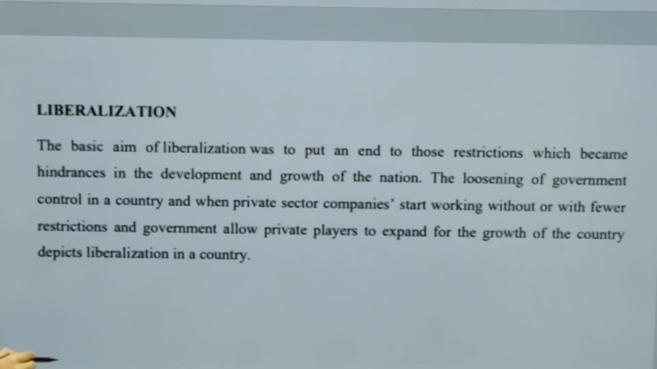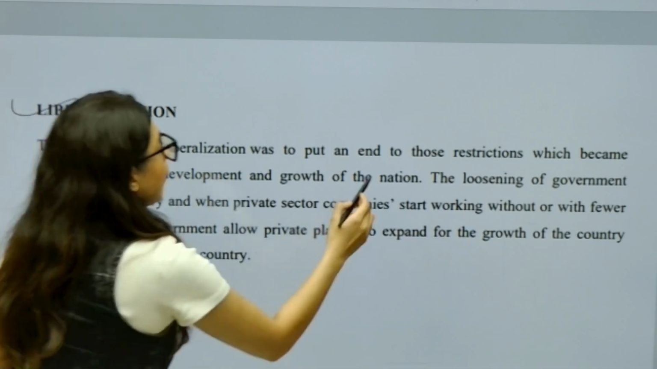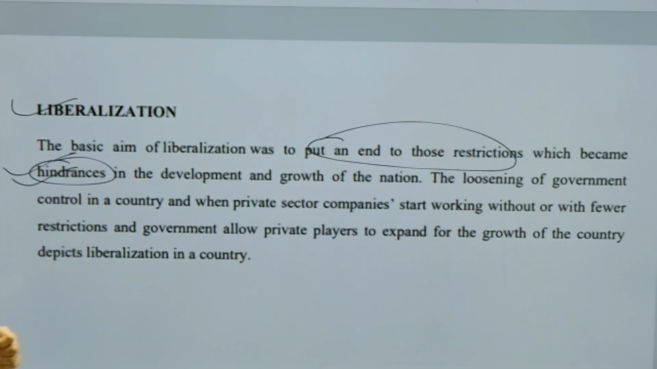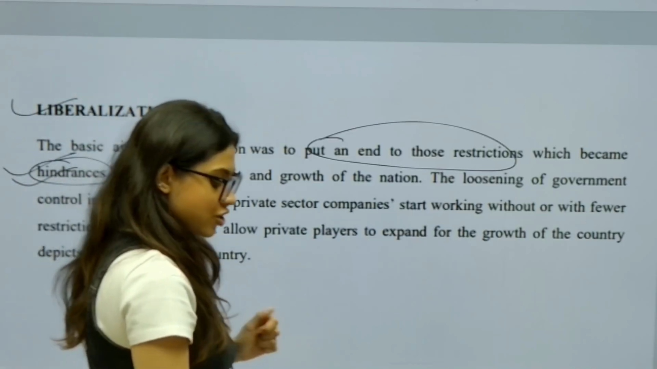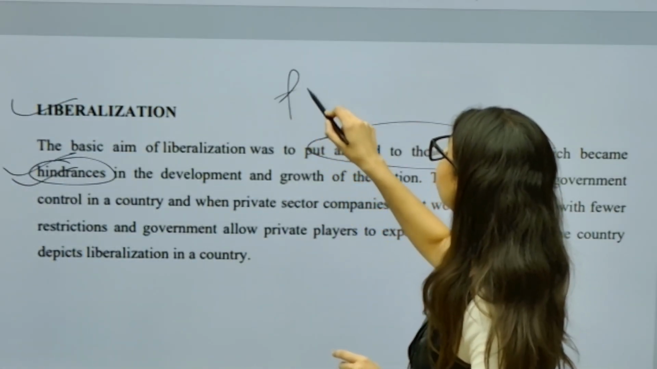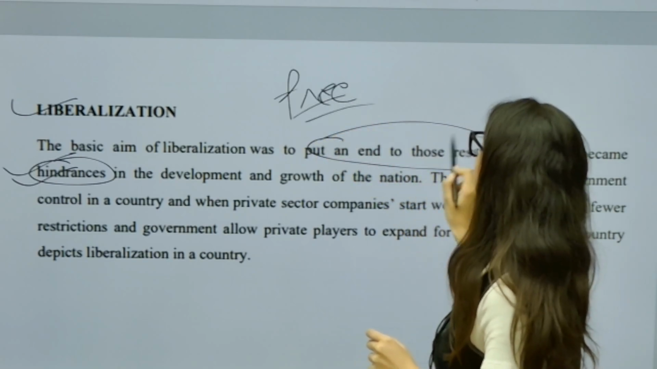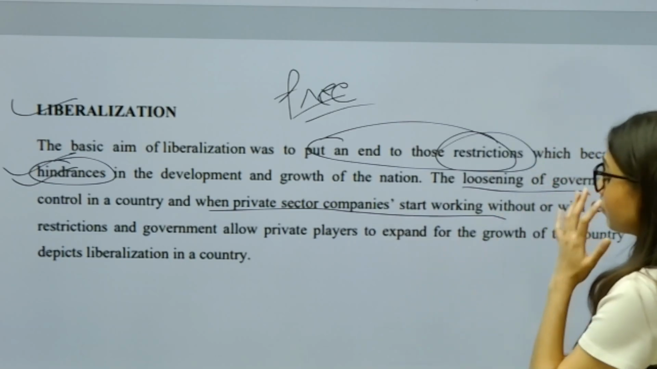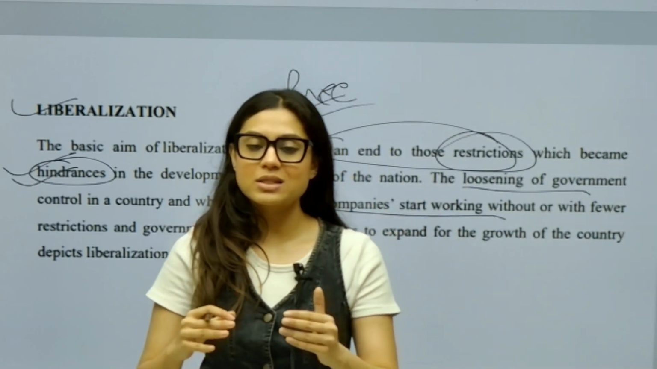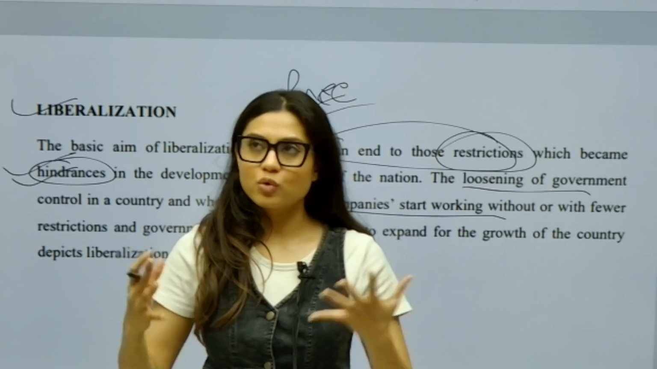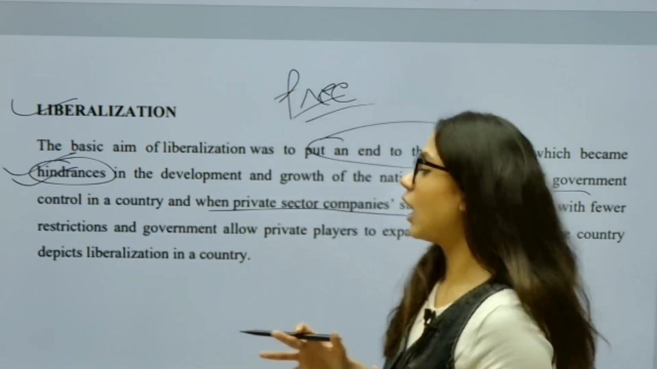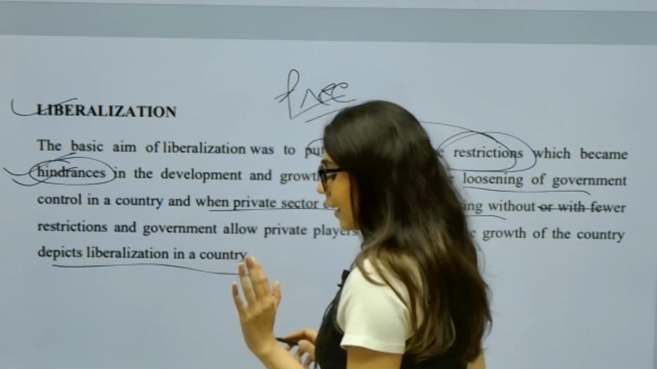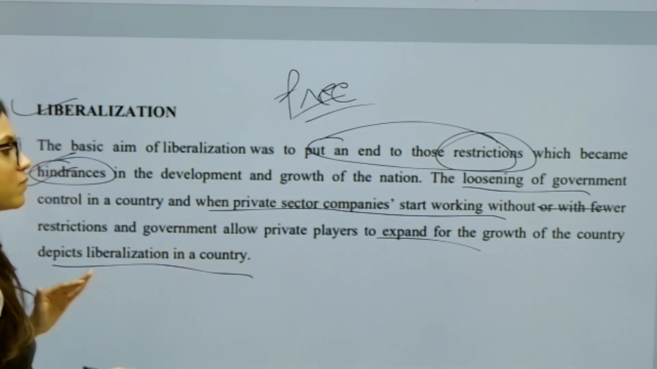So what is LPG? L stands for liberalization, meaning easing those restrictions which became a hindrance. Hindrance means hurdles in the development and growth of the nation. Basically liberal here means free. What are you freeing from? Freeing from restrictions, loosening of government control on private sector companies. So the strict control was changed to lenient control of the government. Strict regulations became very lenient. So it was comparatively liberal in terms of governance.